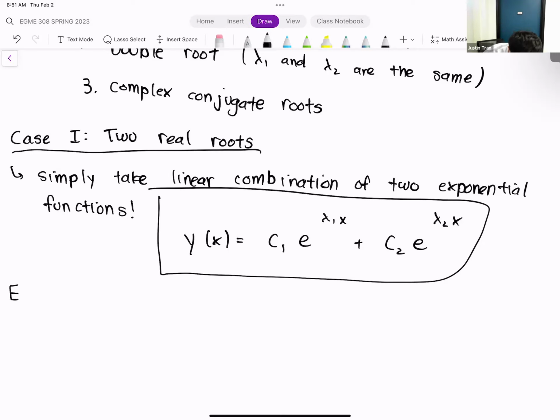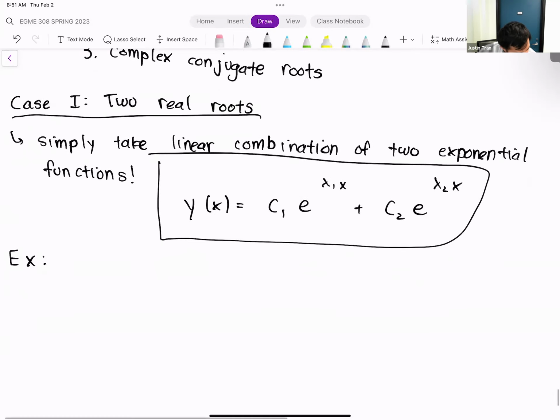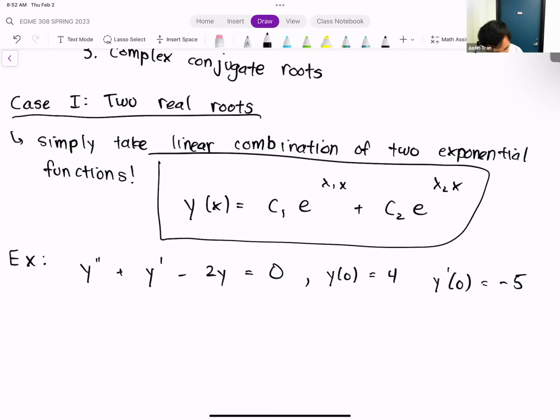All right, so let's do an example so that you can see it matches. Let's say that we have a differential equation: y double prime plus y prime minus 2y equal to 0. And we're given these initial conditions: y of 0 and y prime of 0.